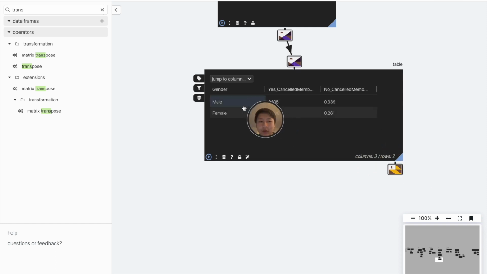I can see that for men with no credit cards, there is about a 33% cancellation rate. For women with no credit cards, much lower, 26%. And for those who have credit cards, both men and women had about a 10% cancellation rate.